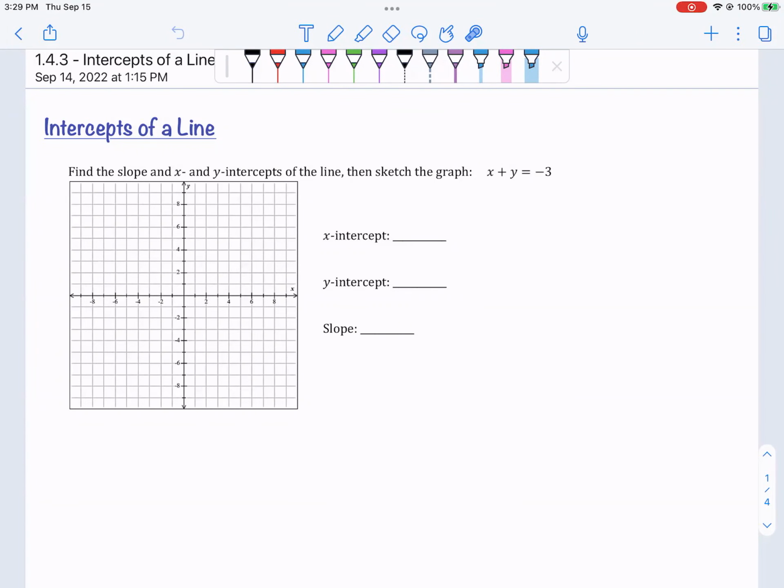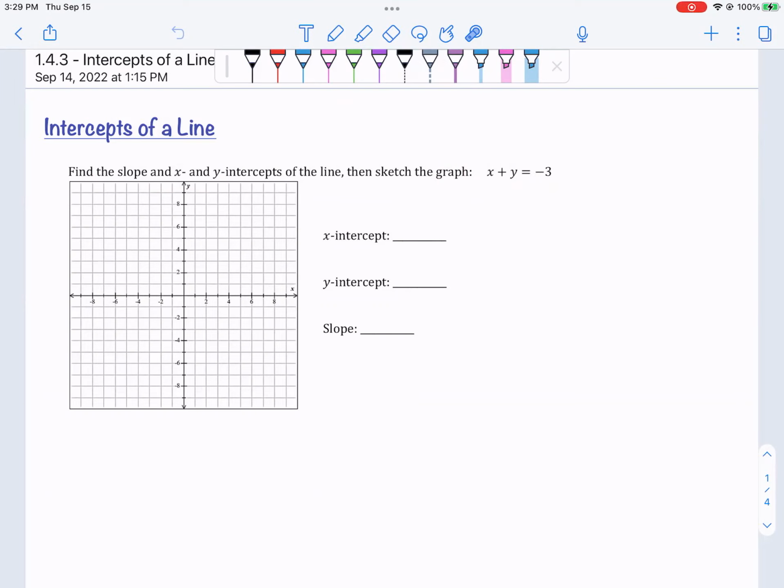Intercepts of a line. So we've talked about intercepts before, x and y intercepts, but let's talk about them as they relate to a line. For this problem, find the slope and x and y intercepts of the line, then sketch the graph. And we have our equation in what is kind of general form of a line.